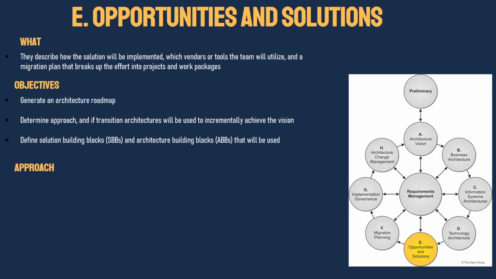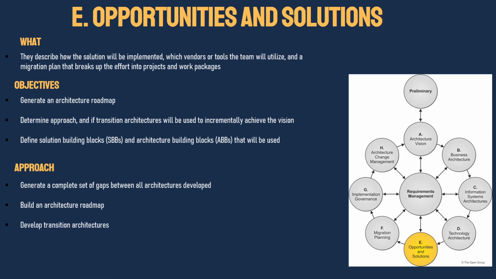Our high-level approach is to generate a full and complete gap analysis between all baseline and target architectures that have been developed in the previous phases. We want to build the full roadmap by logically grouping change into work packages and projects. We then develop any transition architecture or milestones if we are going to use them. Develop an implementation plan and develop a migration plan. This is the phase that sets all of your implementation planning up.